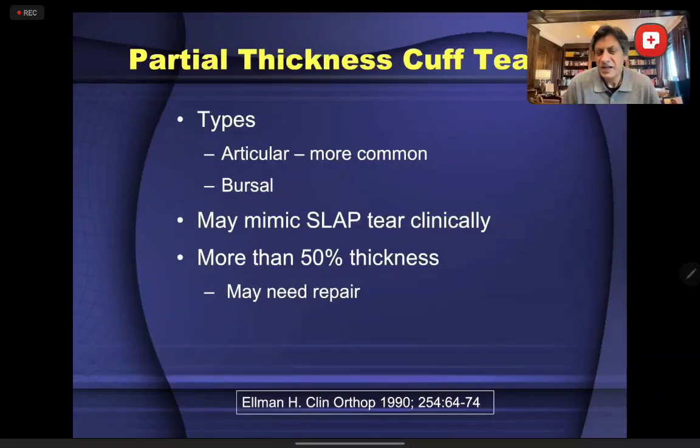Okay, so cuff tear, one of the common reasons why people get shoulder pain is partial or full thickness tear. And these tears, remember I told you, can also mimic SLAP tears. Important thing for you to tell the surgeon is: is the tear more than 50% of the thickness of the tendon? Because if it is, it means they may need surgical repair. If it's less than that, then most of the time the treatment is injections and physiotherapy. So in other words, conservative management.